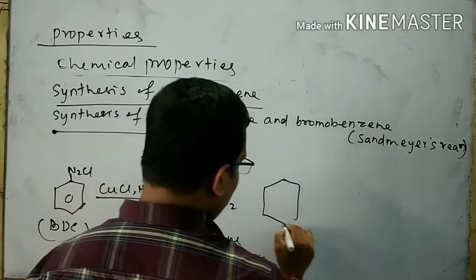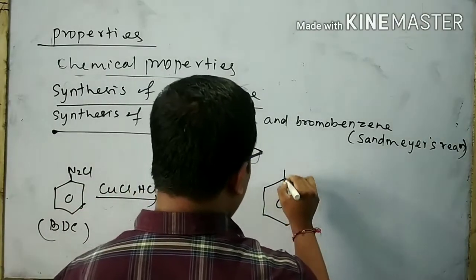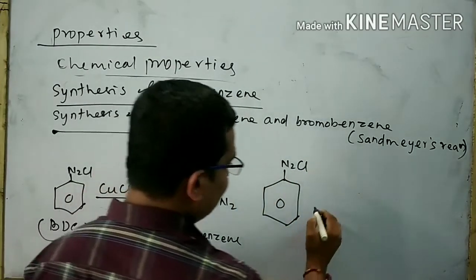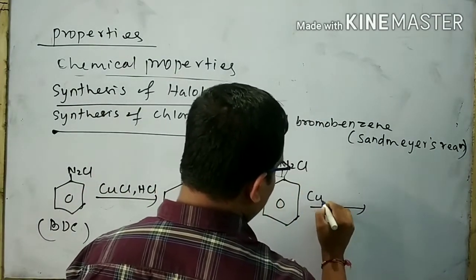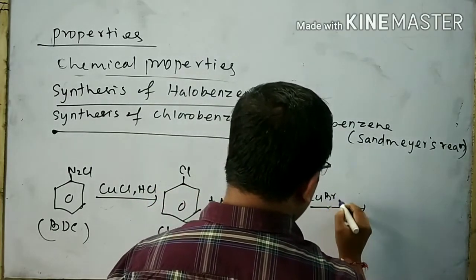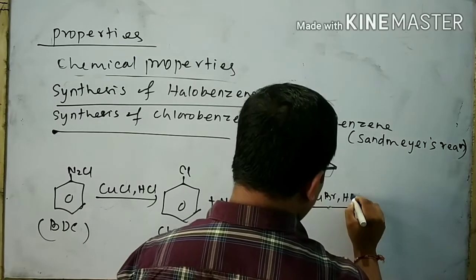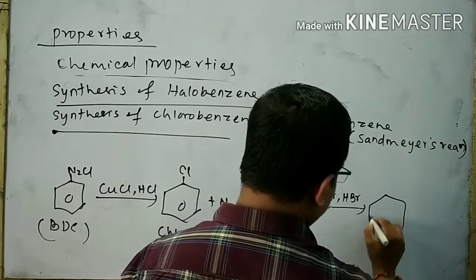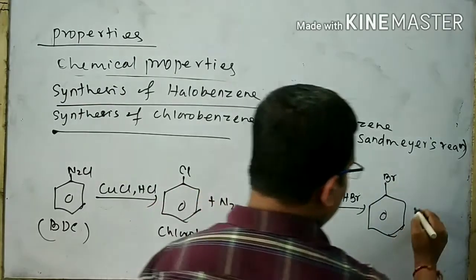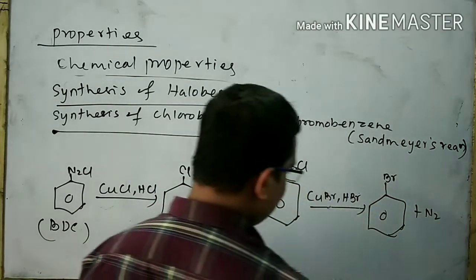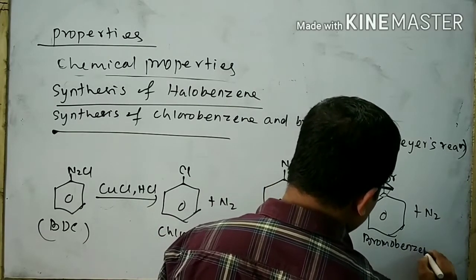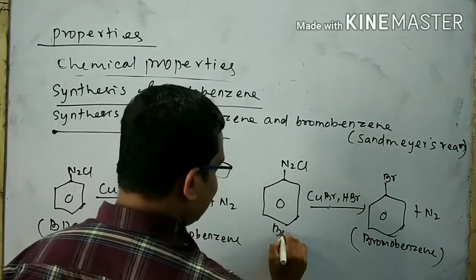Similarly, we can think about the preparation of bromobenzene from BDC. This is your BDC. It is subjected to reaction with the solution of CuBr, which is dissolved in HBr. Then the product is your bromobenzene and also nitrogen gas. This is said to be bromobenzene. This is your BDC.